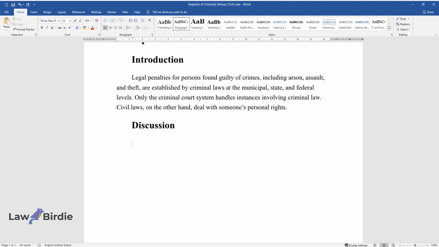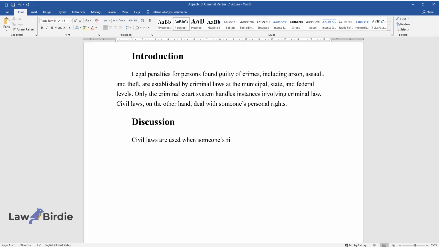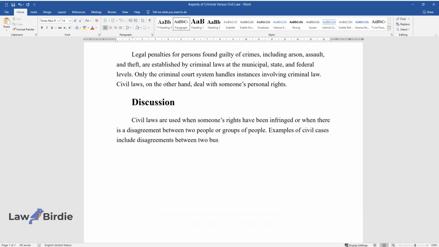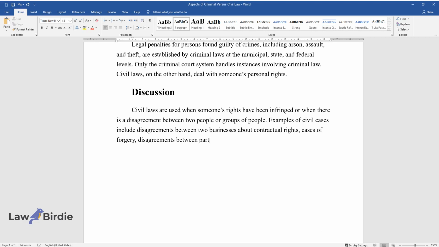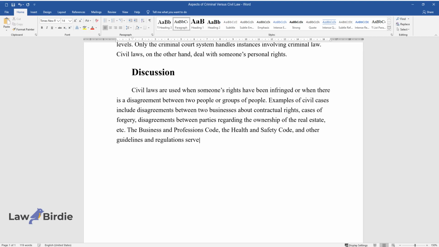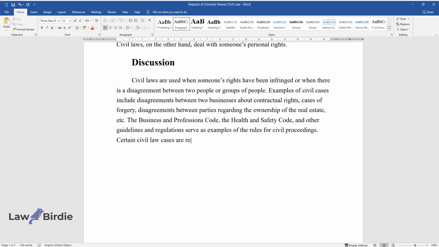Discussion. Civil laws are used when someone's rights have been infringed or when there is a disagreement between two people or groups of people. Examples of civil cases include disagreements between two businesses about contractual rights, cases of forgery, disagreements between parties regarding the ownership of real estate, etc. The Business and Professions Code, the Health and Safety Code, and other guidelines and regulations serve as examples of the rules for civil proceedings.